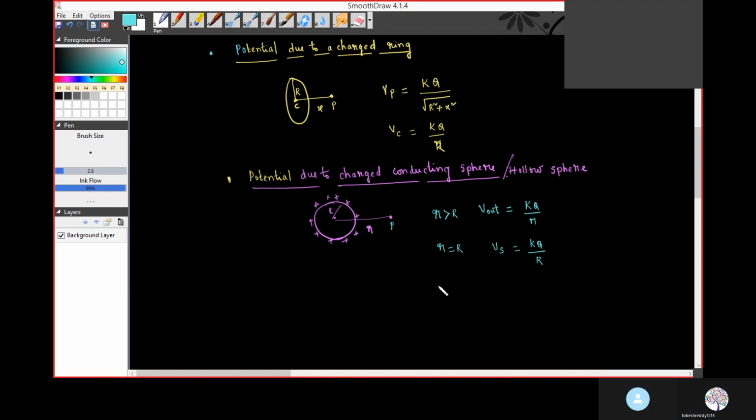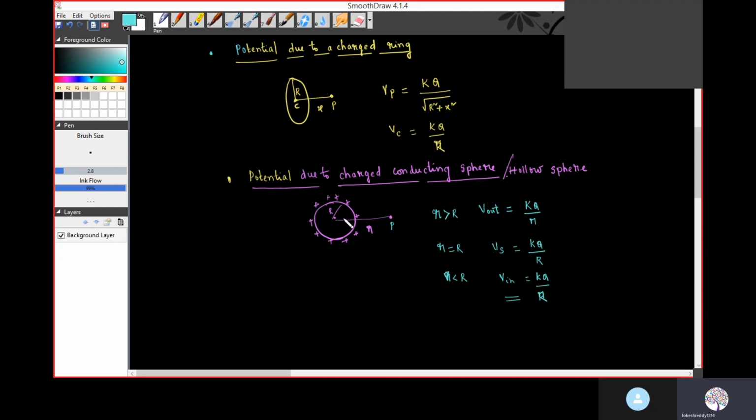Then we have potential outside, potential on the surface, and potential inside, V in, where r is less than R. Now for r less than R, we write that the potential is the same as that of the surface, which is equal to KQ by capital R. Inside it is constant, KQ by R.